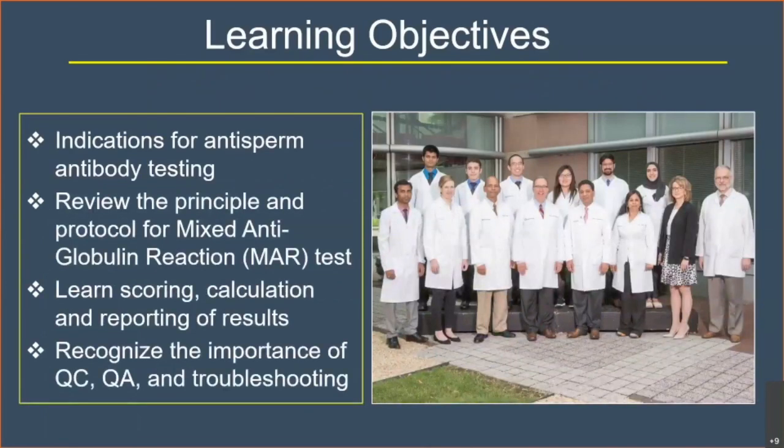The learning objectives of this talk are indications for anti-sperm antibody testing, review the principle and protocol for the technique by which we do the anti-sperm antibody test, which is the mixed antiglobulin reaction. And in short, it's called the MAR test. Learn scoring, calculation, and reporting of the results by this test, and recognize the importance of quality control, quality assurance, and troubleshooting. Next slide, please.